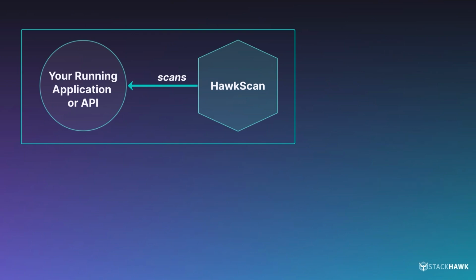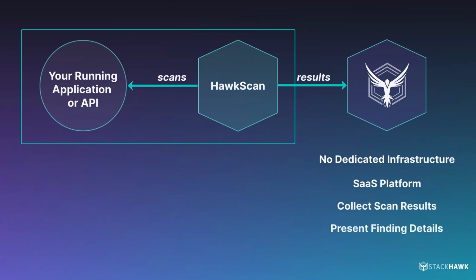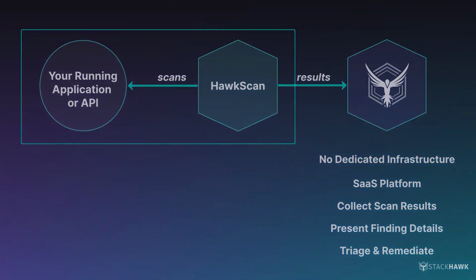Finally, HawkScan streams its results to our online platform. There's no dedicated infrastructure since it lives in the cloud. The platform collects scan results for analysis and provides tools for developers to fix vulnerabilities quickly and triage them if necessary. It also provides tools for AppSec engineers to review the security posture of all the applications tracked in the system and quickly zoom in on problem areas where they can focus their efforts.